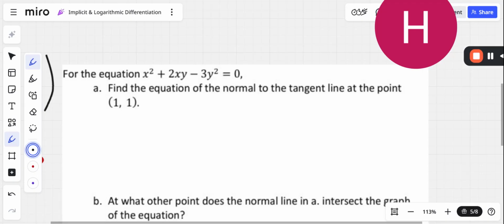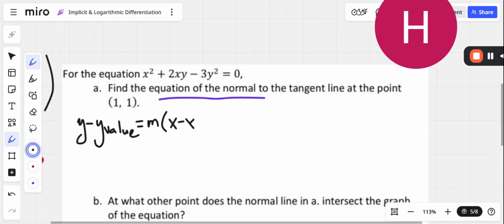All right, part A says find the equation of the normal. Whenever I see equation of the line, whether it's a tangent or a normal line, I always want to write the point-slope equation down. And what's nice is that they've given us the x value and the y value, so we don't have too much work with that. That means that there's going to be more work involved in finding the actual slope.